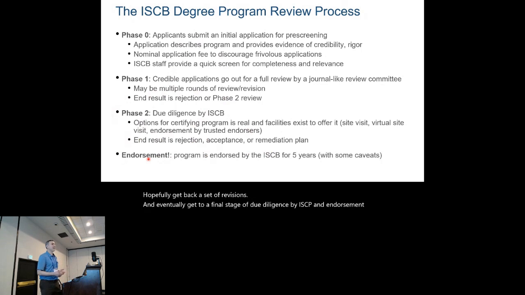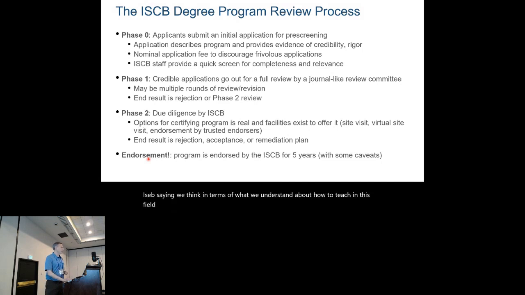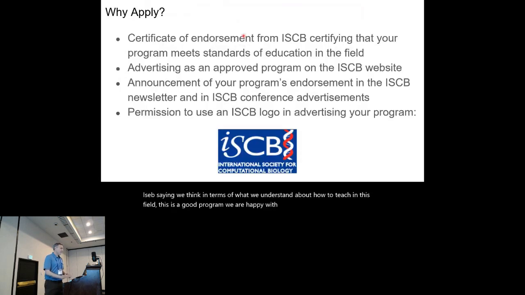So ISCB is saying, in terms of what we understand about how to teach in this field, this is a good program we are happy with endorsing. So what do you get out of that? You get a certificate of endorsement from ISCB. As far as I know, this is just an electronic certificate, so I think we can print this on a piece of paper if you would like that.